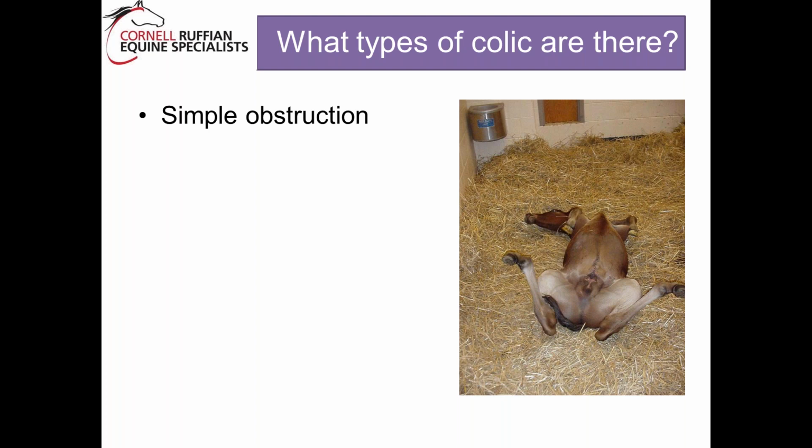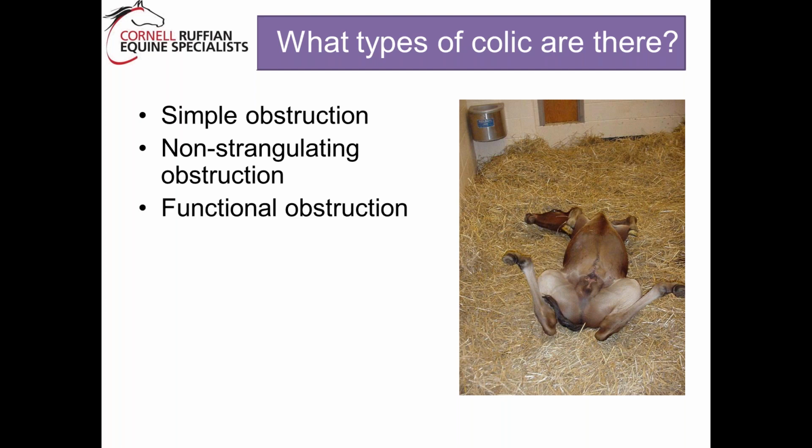But we have simple obstructions, and I'm going to give you some examples of those. We have non-strangulating obstructions. So a simple obstruction is like your garden variety feed impaction. Non-strangulating obstructions is where, say, the colon is displaced in the abdomen. It hasn't compromised the blood supply at all, but it's still in the wrong position. So it means that the flow of ingesta and gas doesn't flow through properly, and so they can get gassed up and they can colic.